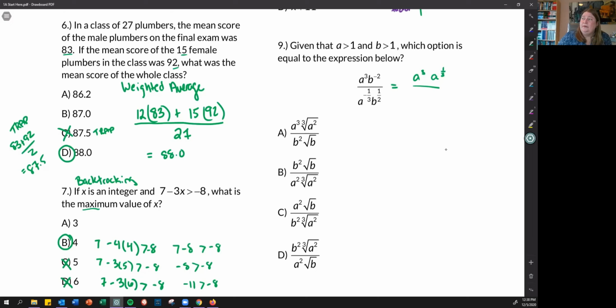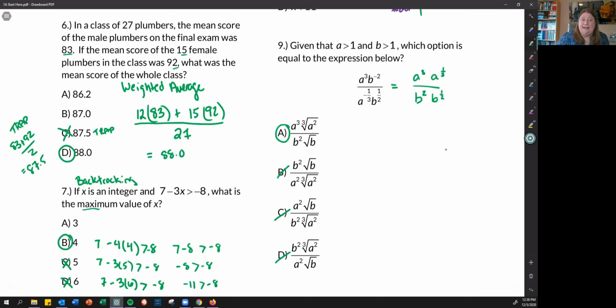B to the negative 2, well, I want that negative 2 to become positive, so I'm going to do that by bumping it down to the denominator. And b to the 1/2, well, that's already positive, so I'm going to leave it where it is. And I already have some good information here. I see that both of the a's are in the numerator and both of the b's are in the denominator. So I think that's kind of enough to have this figured out. The answer here is going to be A.